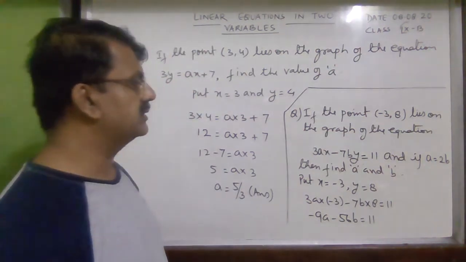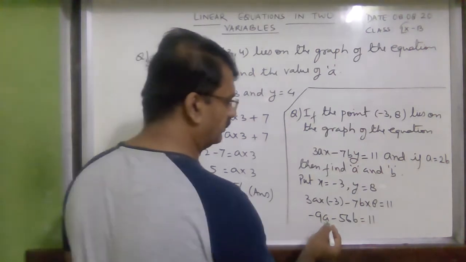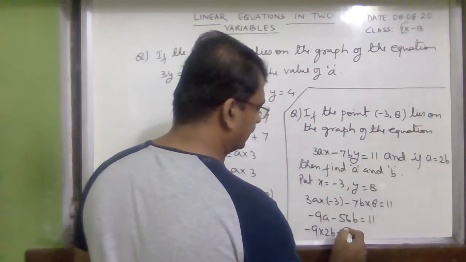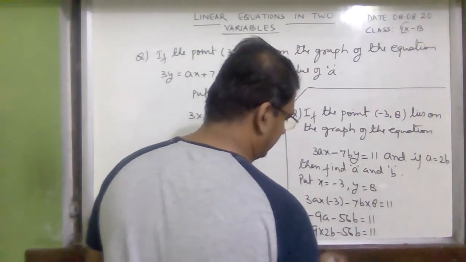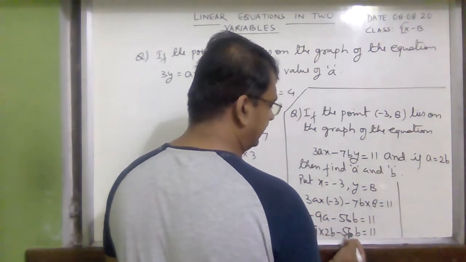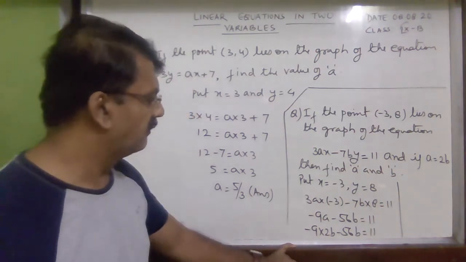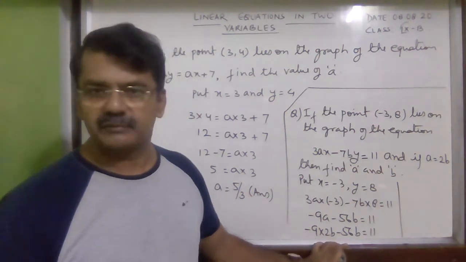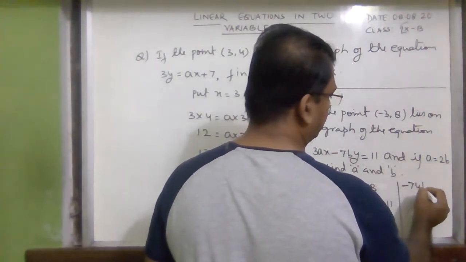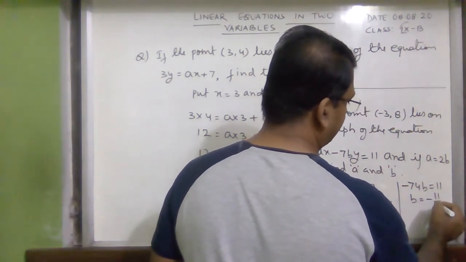Now see, a = 2b. So in place of a, you write down 2b here. Minus 9 into 2b minus 56b is equal to 11. Now it is -18b. Minus 18 and minus 56 is minus 74. So -74b = 11, and b will be equal to -11 upon 74.